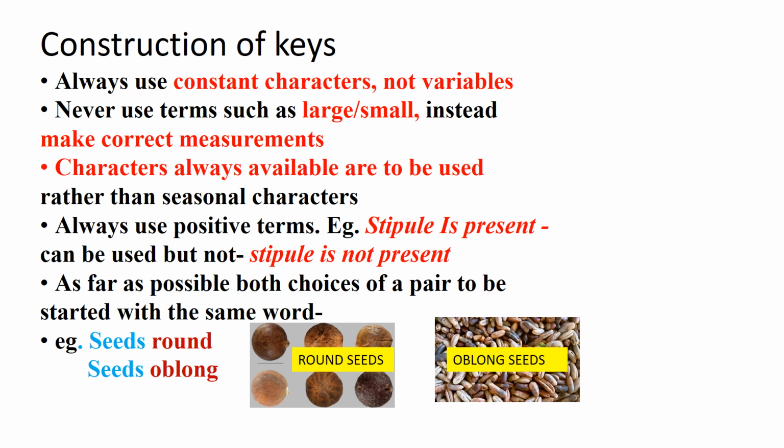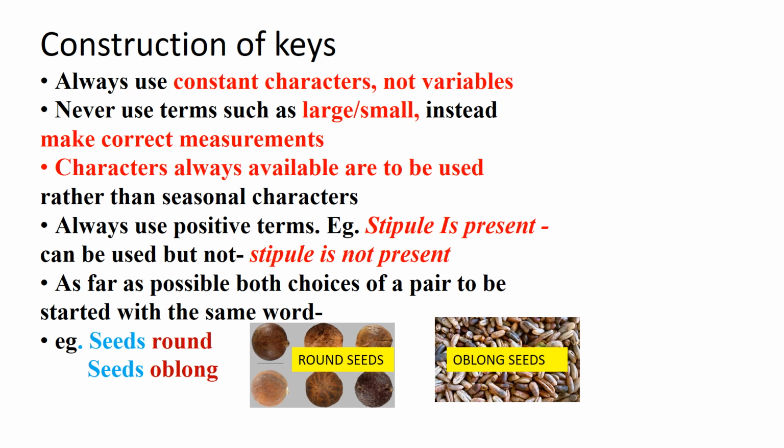Never use terms such as large and small. They may be variable. Instead of that, we have to give correct measurements based on a larger number of specimens. Examining more specimens, we have to give the measurement instead of saying large and small.